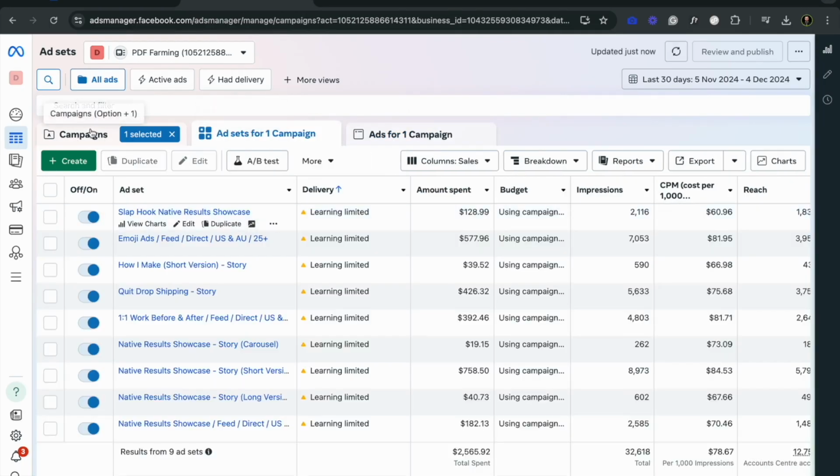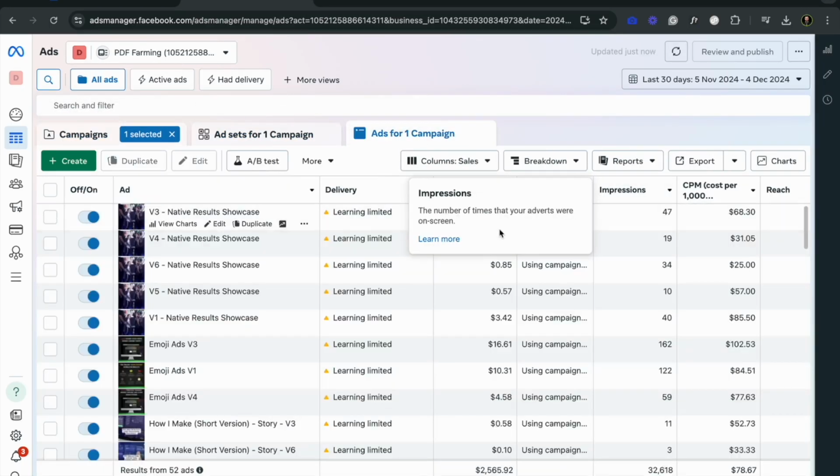So what I'm basically looking for here, if I go to all ads, I'll just do amount spent last 30 days.